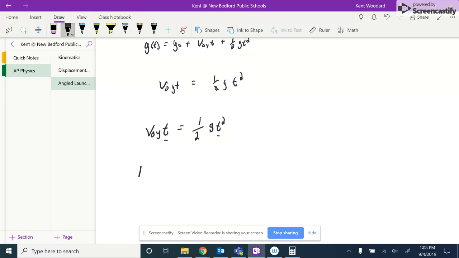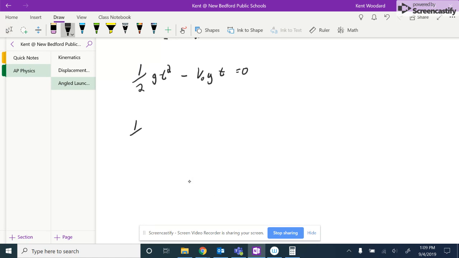So let's put them on the same side. So we have 1/2 g t squared minus v initial y t equals 0. Okay, we're trying to solve for t such that we get 0 in this case, right? So we can factor out a t. So 1/2 g times t minus v naught y, times t equals 0. I just pulled a t from here and a t from here and brought them outside.